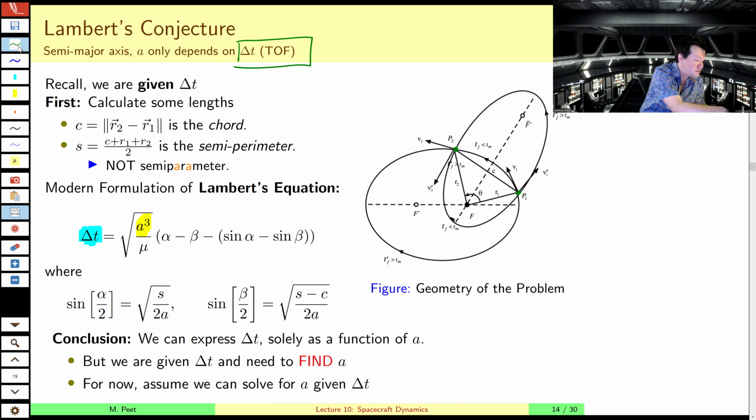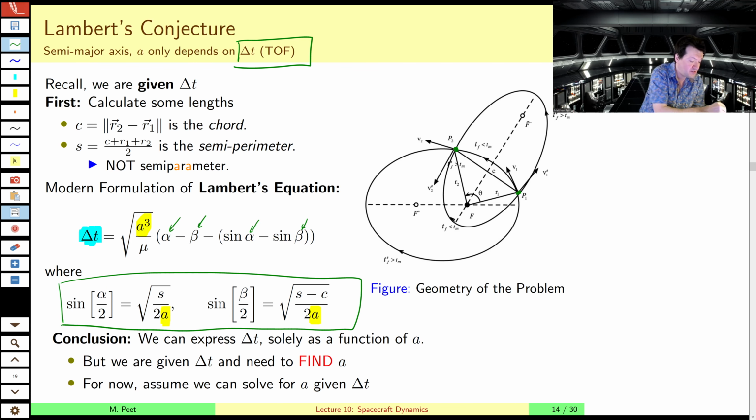But the dependence on A is actually hidden inside these parameters, which don't have a good geometrical meaning that I can figure out off the top of my head. So these are all functions of A. In particular, given A, we can calculate these parameters, alpha and beta, using these formulas, which are given right here. And then we can get a delta t from that. But as you see, this complicated relationship between A and delta t is not easily invertible.